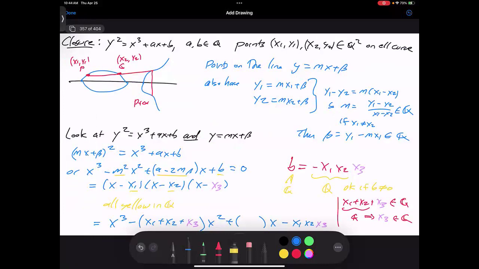It is worth making one last remark. We just proved x3 is rational. What about y3? Is y3 rational? What do you think? What do we know about y3? It satisfies the elliptic curve equation. What else does y3 satisfy?